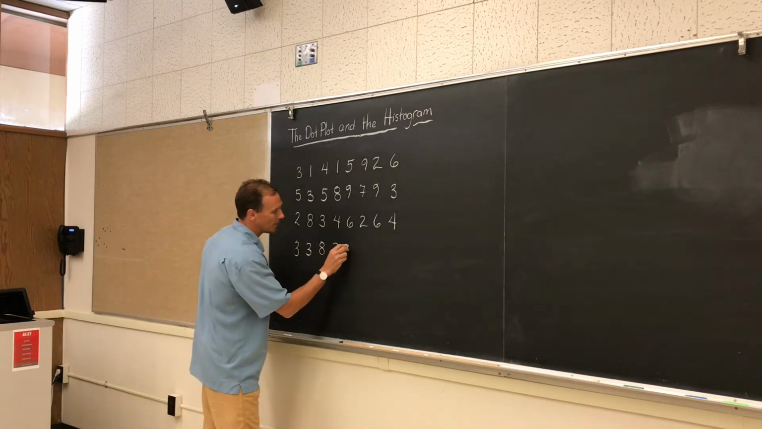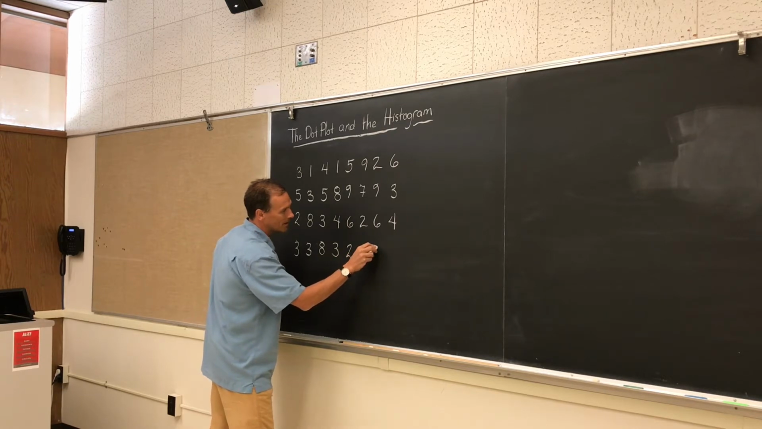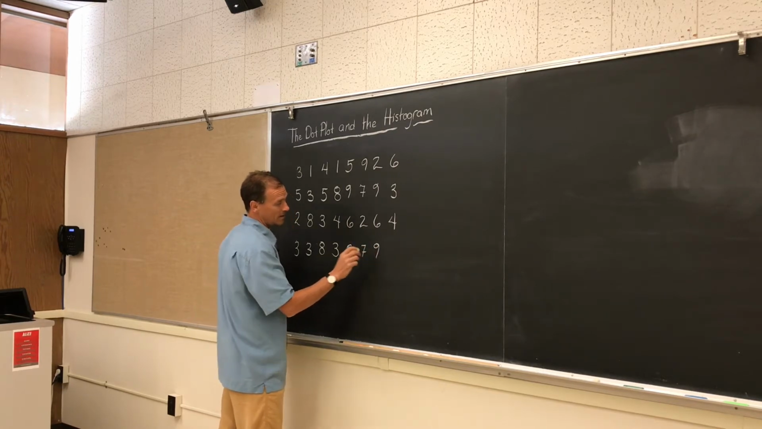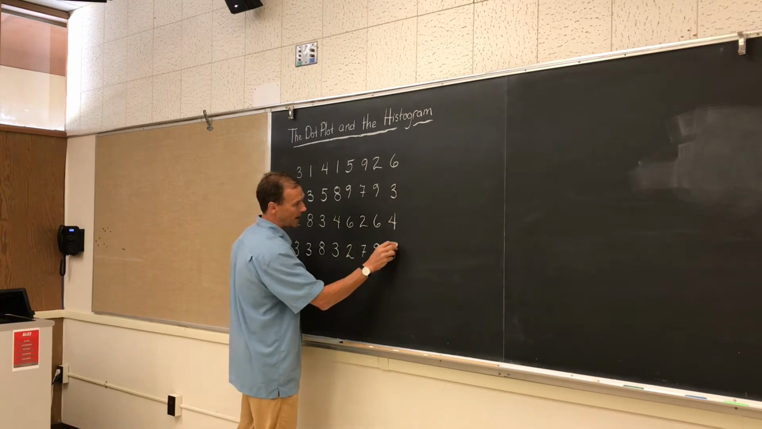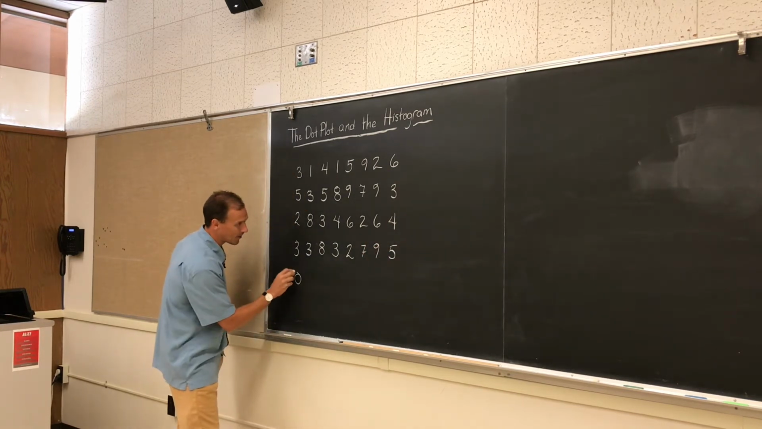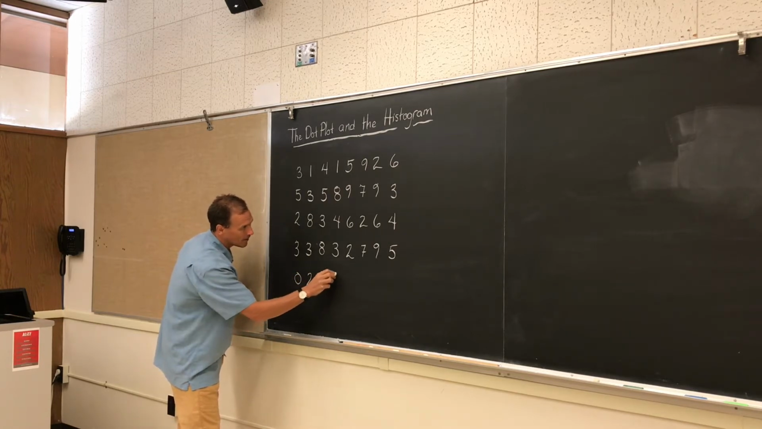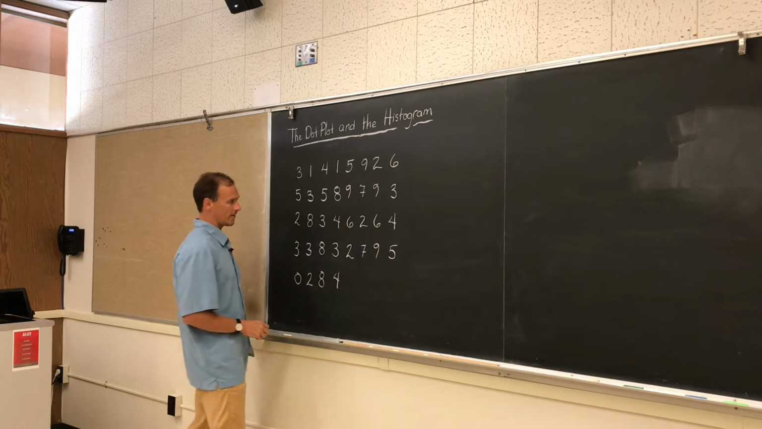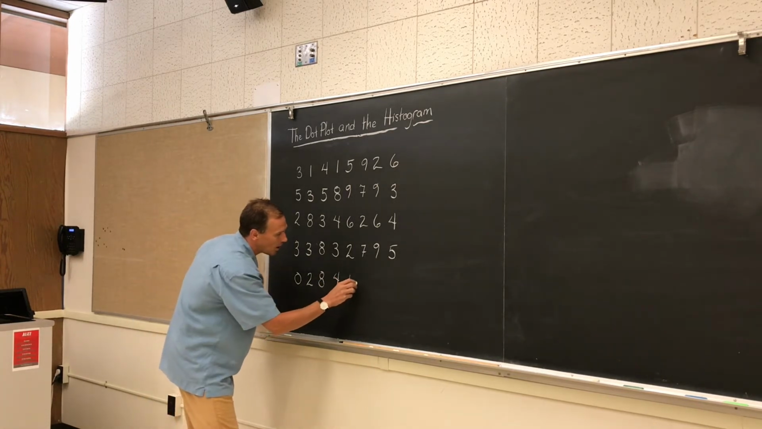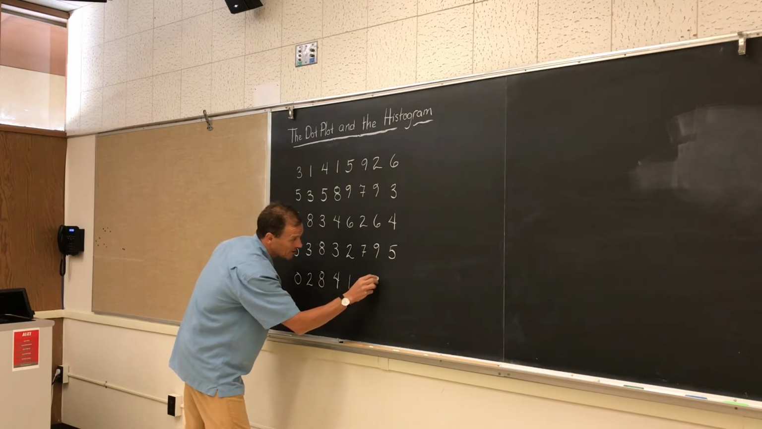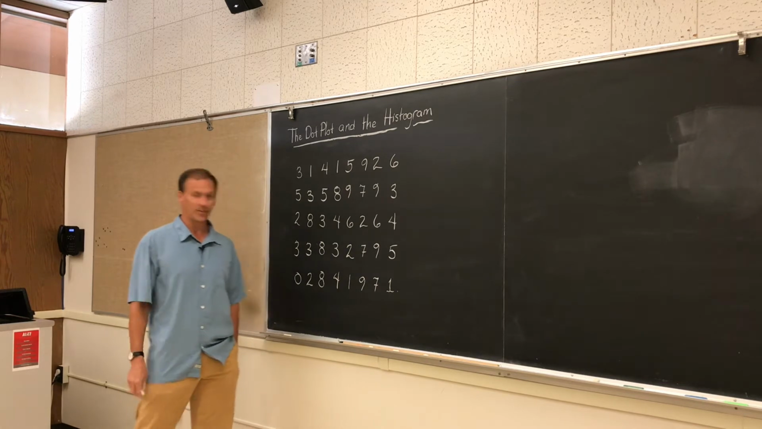Let's start with a 2. Maybe a 2, 7, 9. How about a 5? Maybe a 0. Maybe a 2, 8, 4. What else? You know what? We haven't had a 1 for a while. How about a 1? Maybe a 9, 7, and a 1. There. That'll be our data set for today.